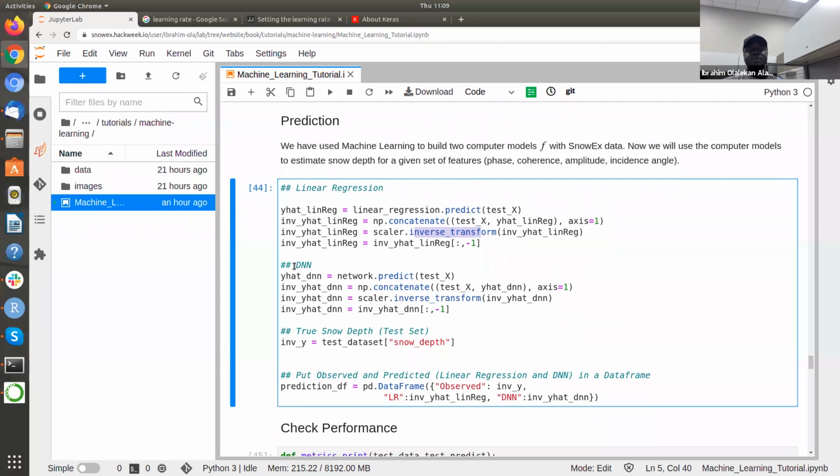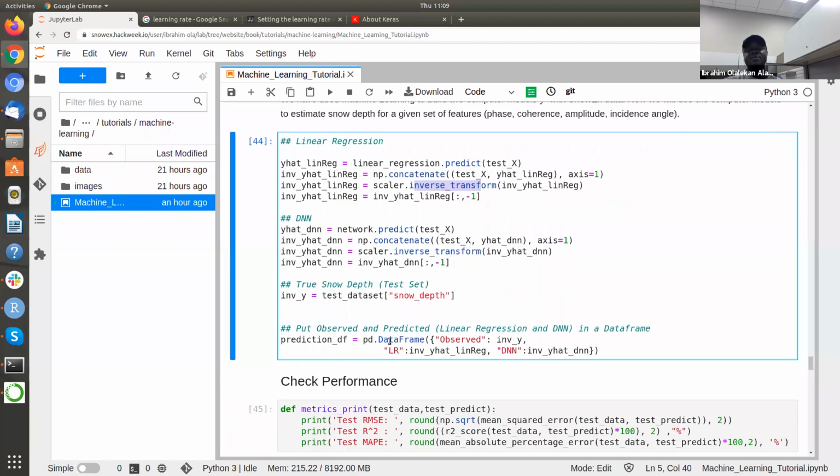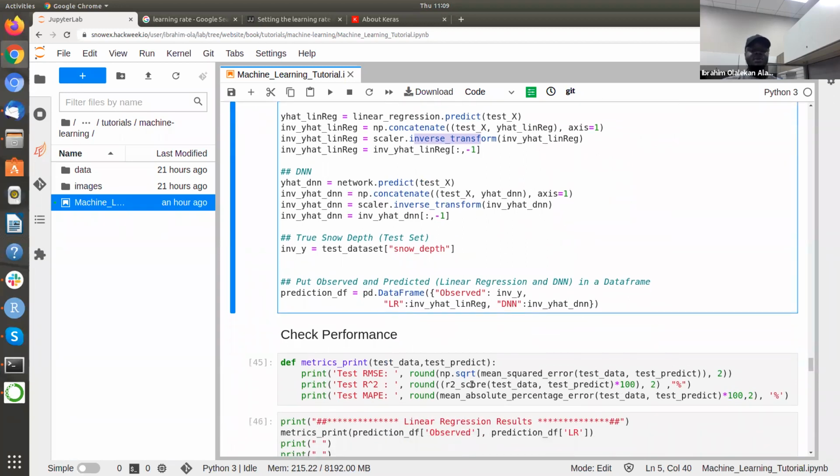I did the same thing for the deep neural network. And then this is my true value. I'm putting everything together into a data frame. So the next thing is to check my performance.